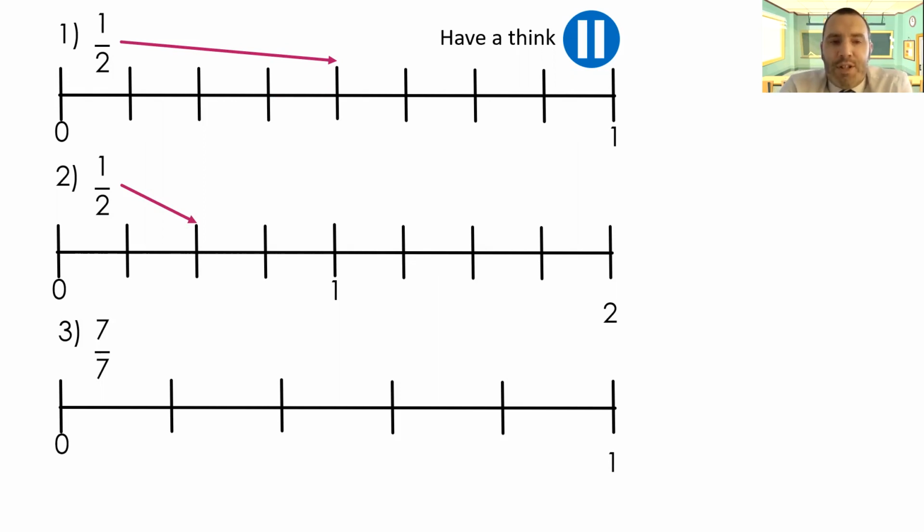Number 3, 7 sevenths. 1, 2, 3, 4. How do I do this one? I've only split my number line into 5. Hang on a minute. What did I say earlier on? If the numerator is the same as the denominator, I can write it as 1. There, that's where it'll go. Well done if you got these. If you didn't, don't worry. Maybe go back the last little bit, just over again, so you're understanding how we're looking for equivalent fractions within different numbers.